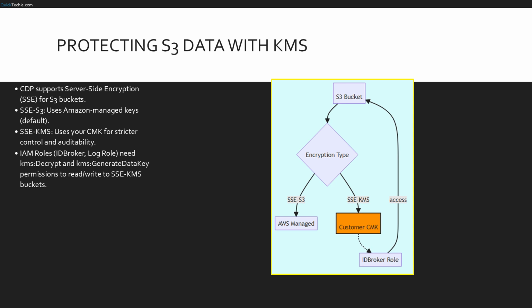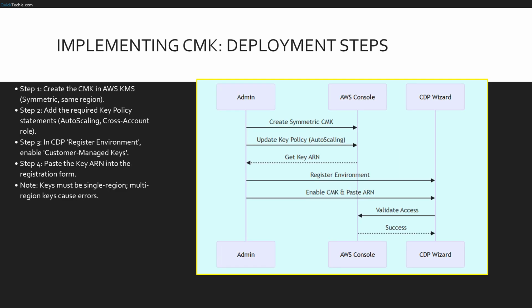Here we see the S3 bucket and the decision point for encryption type. If you choose SSE-KMS to use your customer CMK, notice the dotted line connecting the CMK to the ID broker role. This signifies a dependency. The ID broker role must have explicit permission to use that CMK, otherwise, its access line to the S3 bucket is effectively cut.